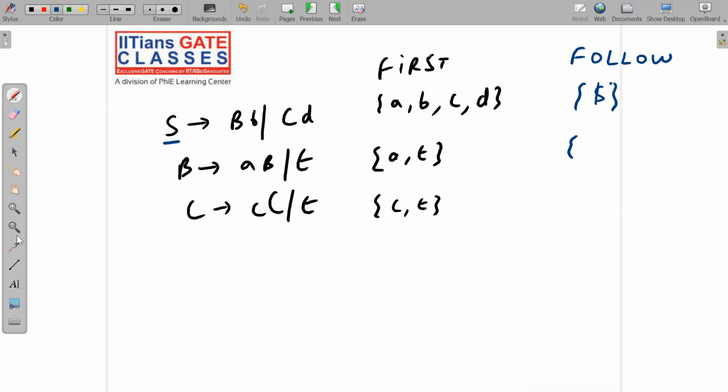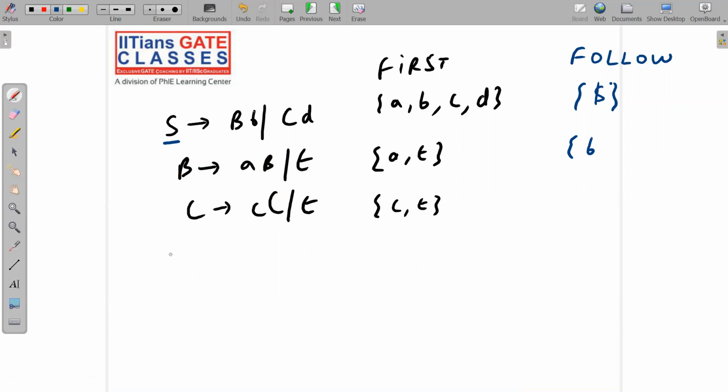Next, Follow of B we need to find. We will try to find B in the RHS of the production rules. Wherever we find B, we will find First of the remaining part. Here we find capital B, so Follow of B will be First of this remaining part, that is small b. So obviously we will get small b. Anywhere else we find B here, Follow of B will be Follow of B only.